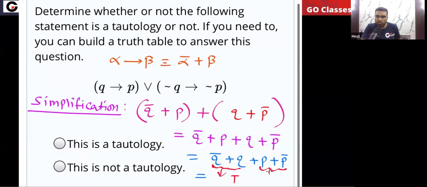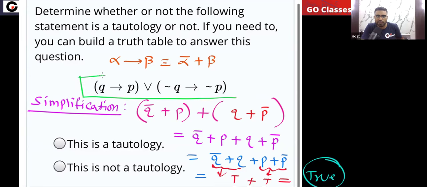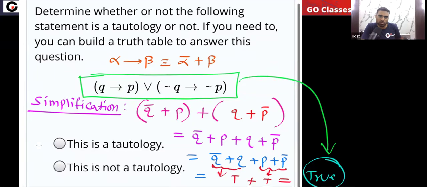Similarly, this is also true. True or true, that is also true. So finally you got a true. Remember, this entire expression is finally becoming true, which means it is always true. So this is a tautology. So the answer will be option A. This is a tautology. Very simple.